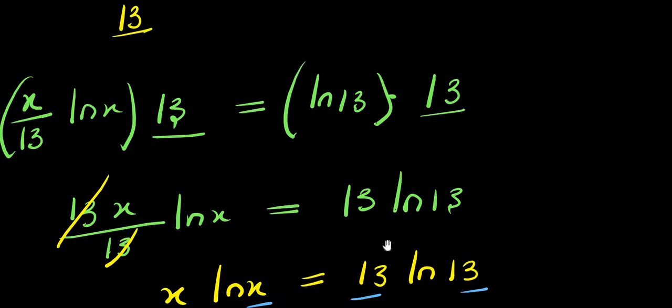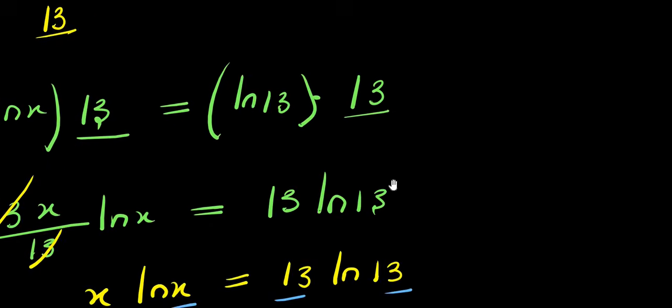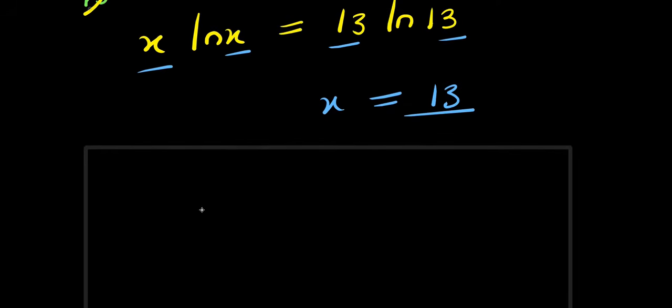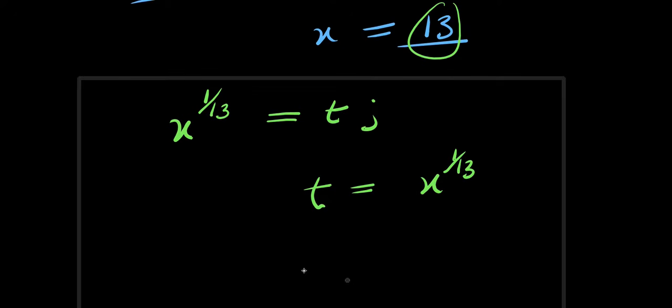If that is so, here we have x power 1 over 13 equals t. Recall x power 1 over 13 equals t, meaning that t equals x power 1 over 13. We are going to replace this with x. So we have t equals 13 power 1 over 13.